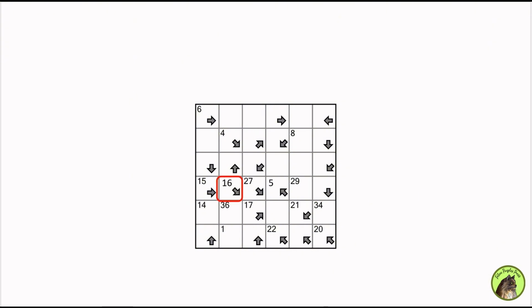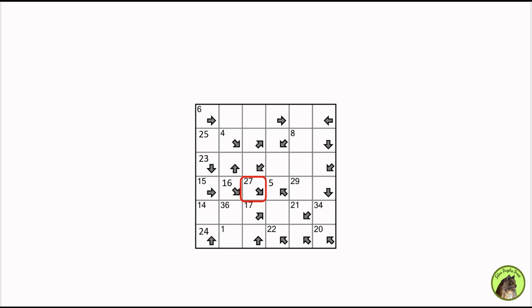Sometimes there is some low-hanging fruit around. This 22 here only has a single cell it's pointing to that is still empty, meaning this cell must contain a 23. This cell, in turn, is also pointing to a single empty cell, so that's where 24 must be. And this 24 is also pointing to a single empty cell, which must contain a 25.